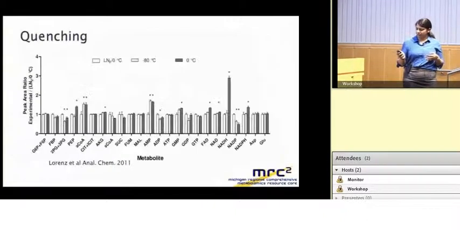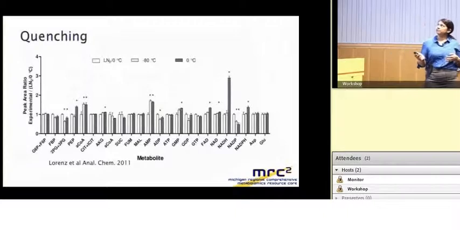So what about quenching? In this experiment, Mathew compares liquid nitrogen, minus 80, and 0 degree solvents. And as you can see, the white bars are the liquid nitrogen, the gray ones are the minus 80, and the dark ones are the 0 degree. And you can see in certain metabolites, this quenching procedure causes differences.